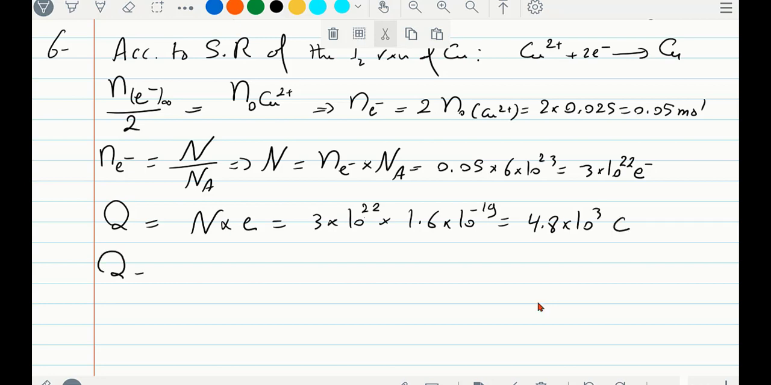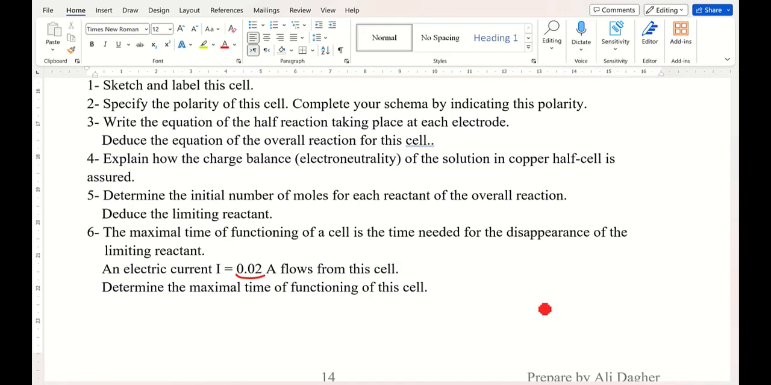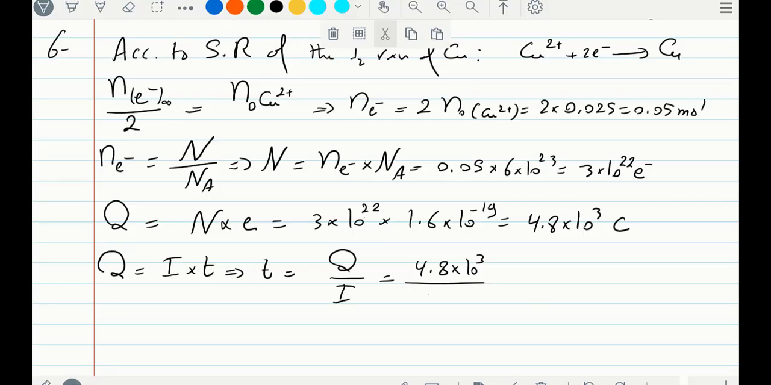Finally, the quantity of charge equals I times t, then t equals Q over I. Q is 4.8 times 10 to the power 3 and I is given equal to 0.02. The answer is 2.4 times 10 to the power 5 seconds. This is the maximum time for the functioning of the cell. And this is the solution of exercise 3.